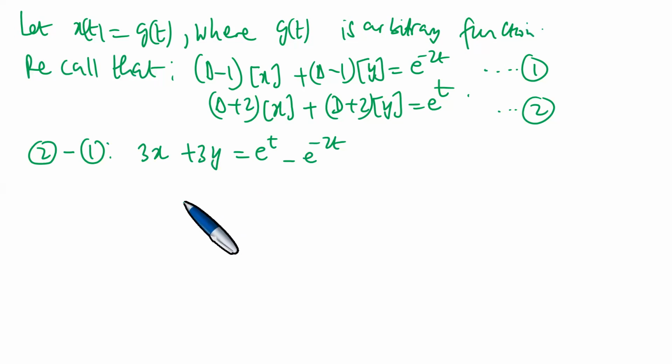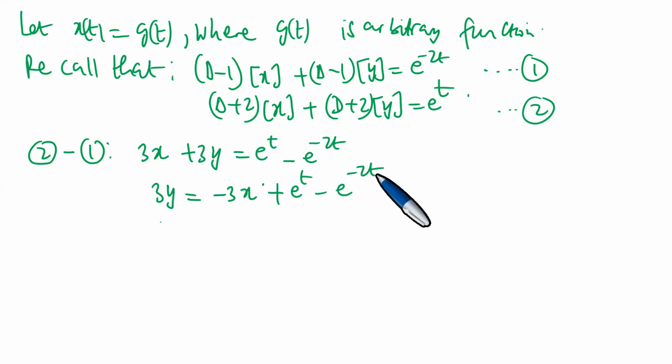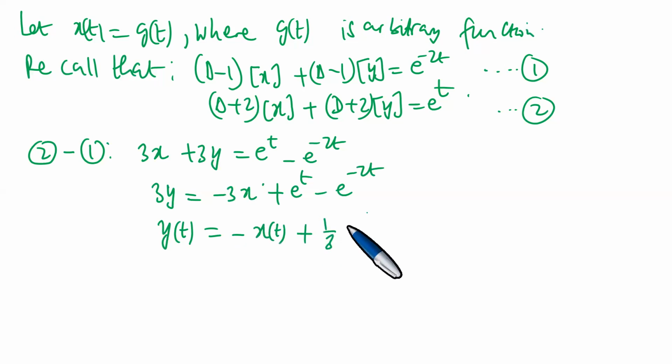Want to solve for y like we did before? So we move the x to the right-hand side, attaining a negative in front, like this. Divide through by 3 and you get y of t equals minus x of t plus 1 over 3 of e to the t minus e to the minus 2t.